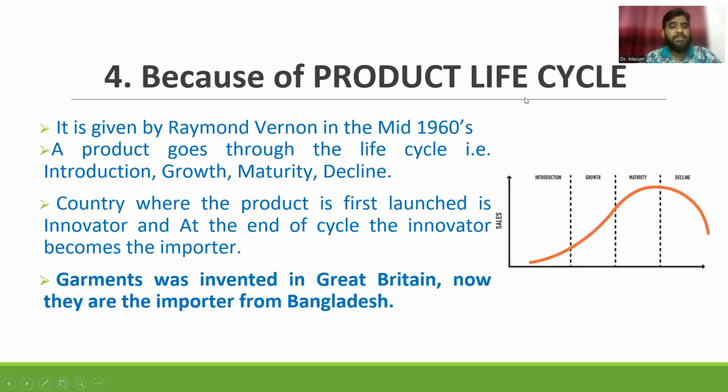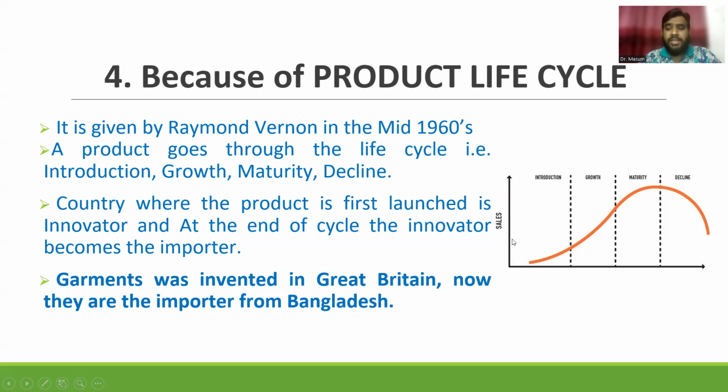And because of the product life cycle, why will the garments business continue here in Bangladesh? Because of the product life cycle. The product life cycle is also an economic theory. It was given by Raymond Vernon in the mid 1960s. A product goes through a life cycle. These are the steps of the product life cycle: introduction, growth, maturity, and decline. The country where the product is first launched is the innovator. That means the industry was started in Great Britain, and they are known as the innovator.